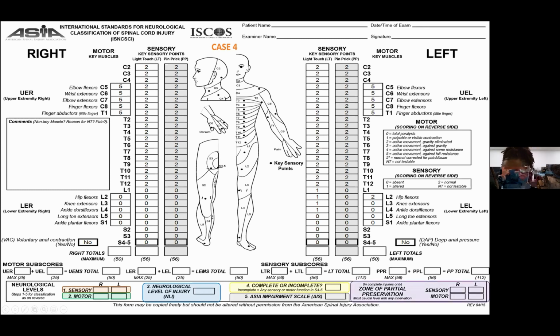Alrighty. And so what would we list as sensory and motor zone of partial preservation? For the sensory on the right, there is no zone of partial preservation. And for motor, there's no zone of partial preservation. On the left, there is a zone of partial preservation for light touch at L1. And at L2, there is a zone of partial preservation for the L2 myotome. Okay, so light touch is all the way down to L4, excuse me. Alrighty. Excellent.